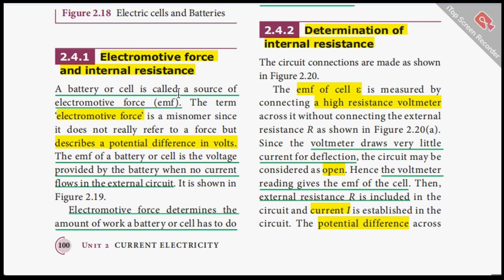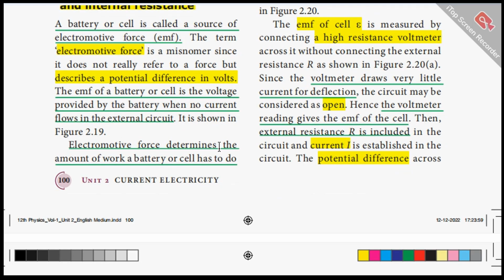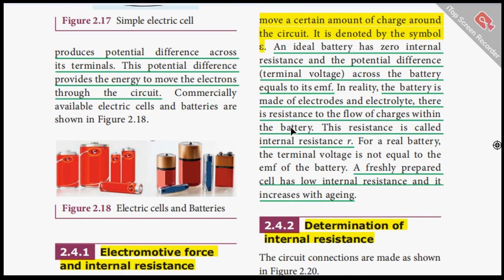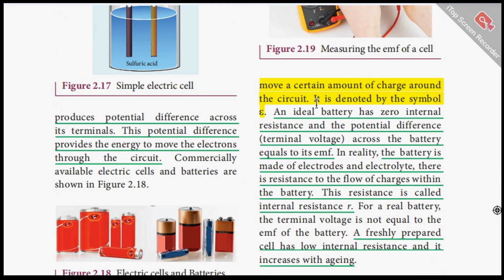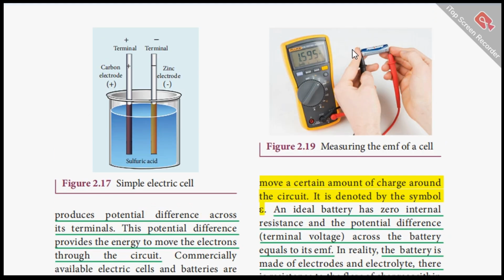A battery or cell is called a source of electromotive force, EMF. The term electromotive force is a misnomer since it does not really refer to a force, but it describes a potential difference in volts. The EMF of a battery or cell is the voltage provided by the battery when no current flows in the external circuit, and it is shown in figure 2.19. Electromotive force determines the amount of work a battery or cell has to do to move a certain amount of charge around the circuit, and it is denoted by the symbol epsilon. So how to measure the EMF of a cell? That is given in this diagram.